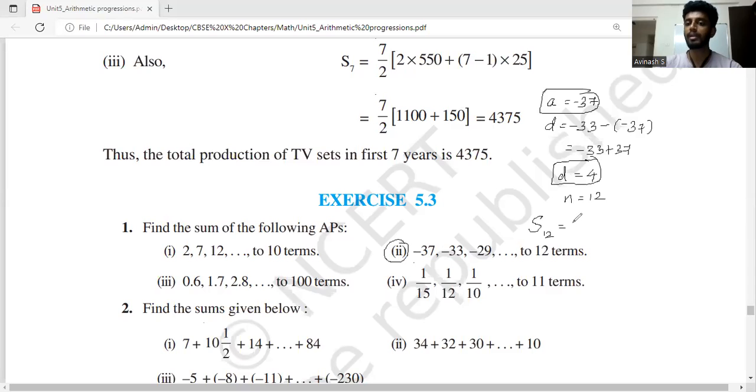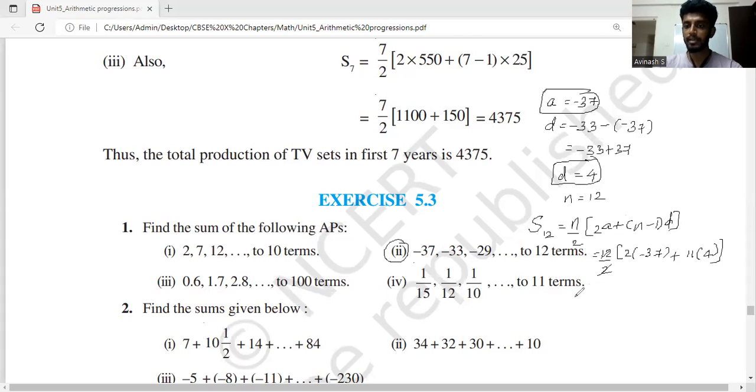So we can say S12 equals n by 2 into 2a plus n minus 1 into d. So we all know the value of n is 12. So we substitute 12 here, 12 by 2, and then 2 times a. The value of a is minus 37, and then n minus 1. So n is 12, 12 minus 1 is 11. I'm directly using 11, and the value of d is 4. So this has been given.